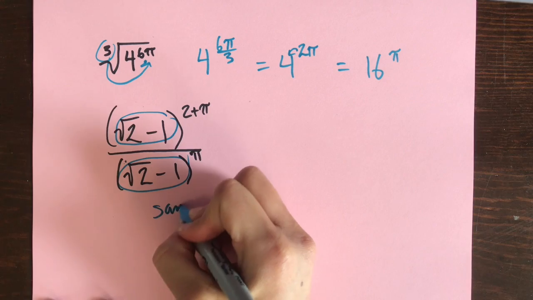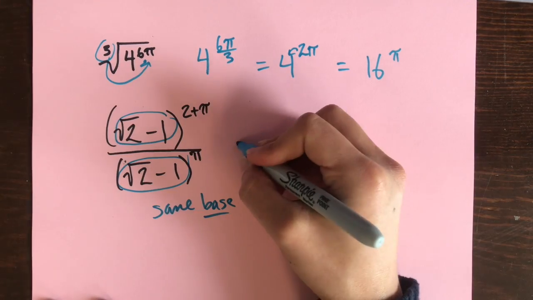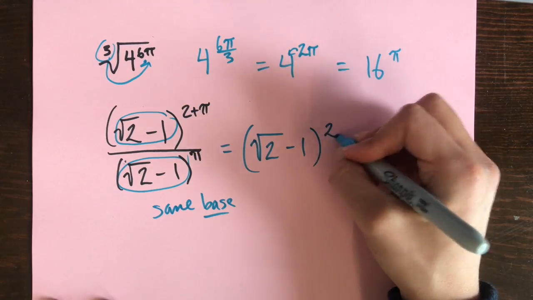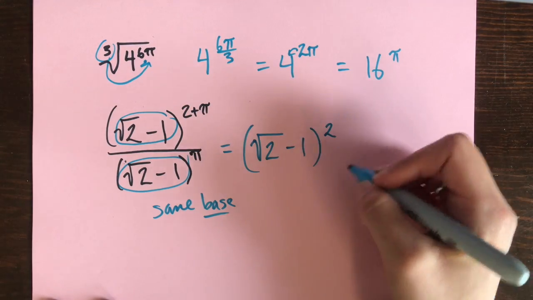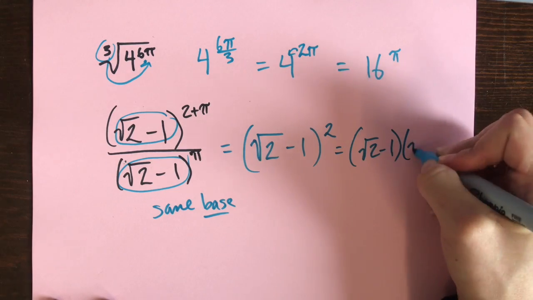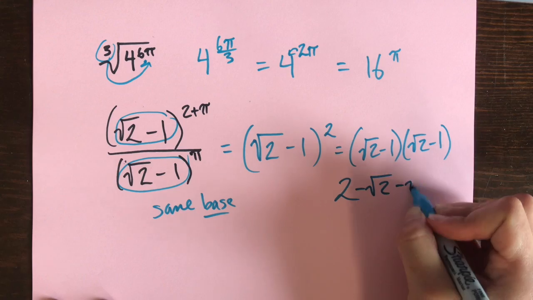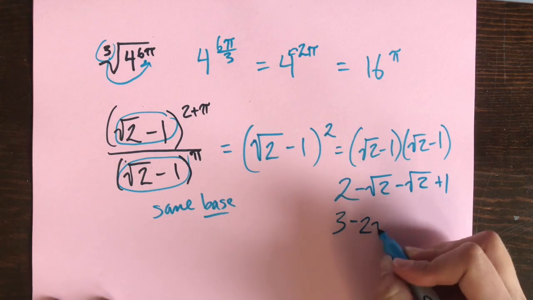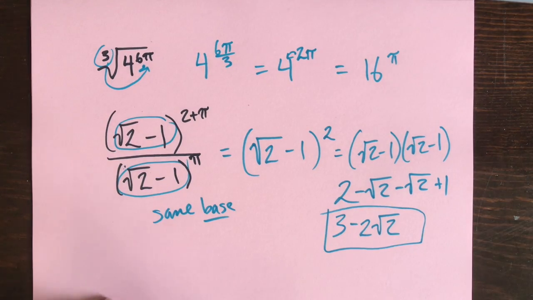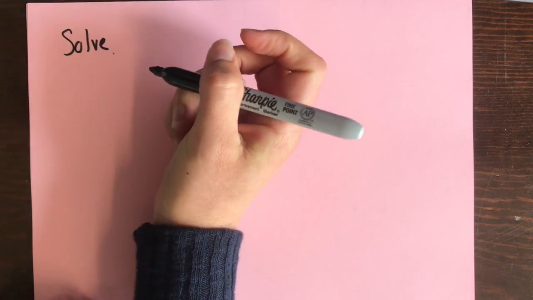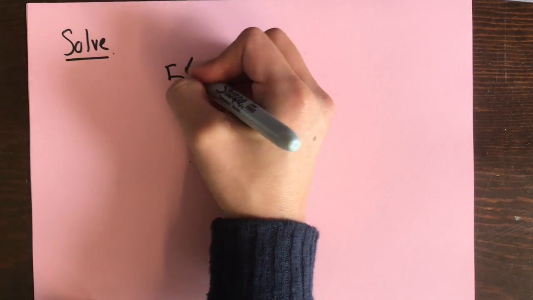Next example, I have some kind of complicated thing in the parentheses here to the 2 plus pi and then pi, but I notice that these are the same base actually, right? It's just root 2 minus 1 in both cases, which means I can take root 2 minus 1 and just raise it to the 2 plus pi minus pi, which is just squared, right? And then I can expand this to root 2 minus 1, root 2 minus 1, which I end up with 2 minus root 2 plus 1, which ends up as 3 minus 2 root 2. Okay, so kind of recognize that you might have the same base even if it looks kind of complicated, right? They might be the same base and you can simplify from there.